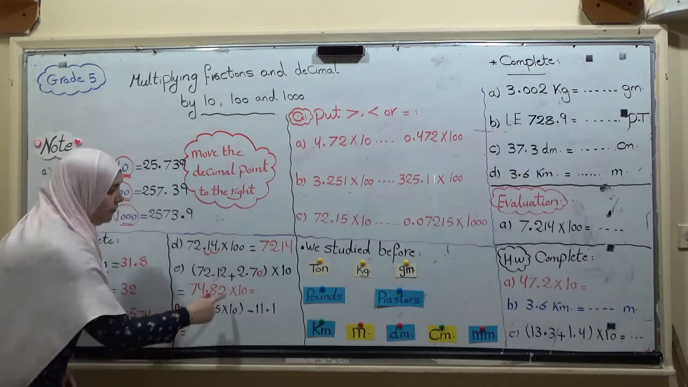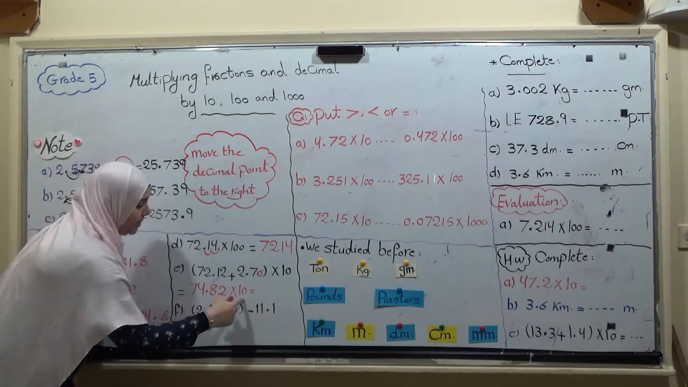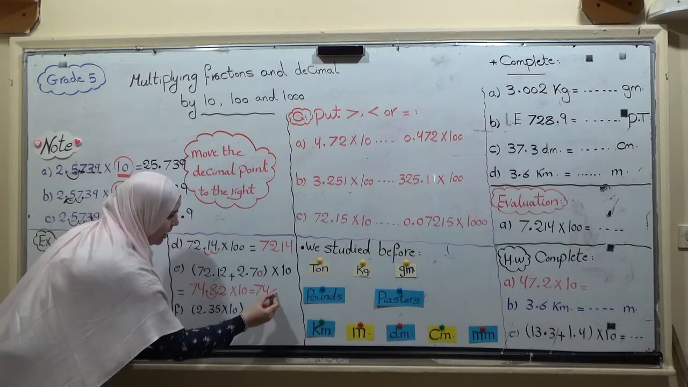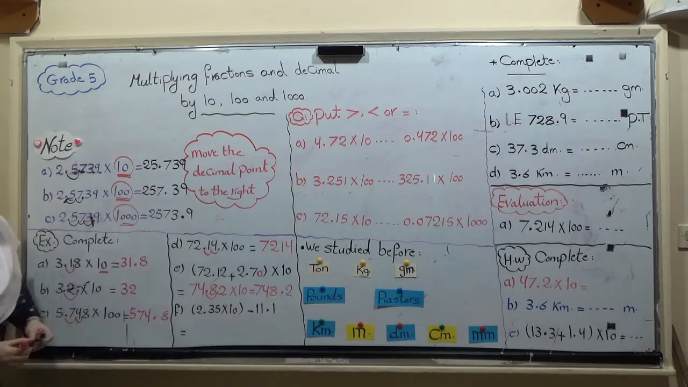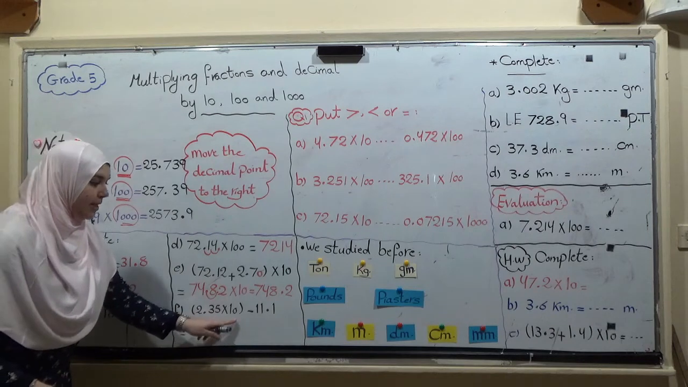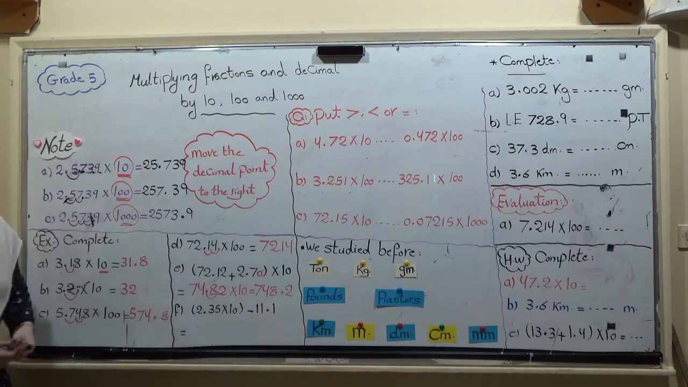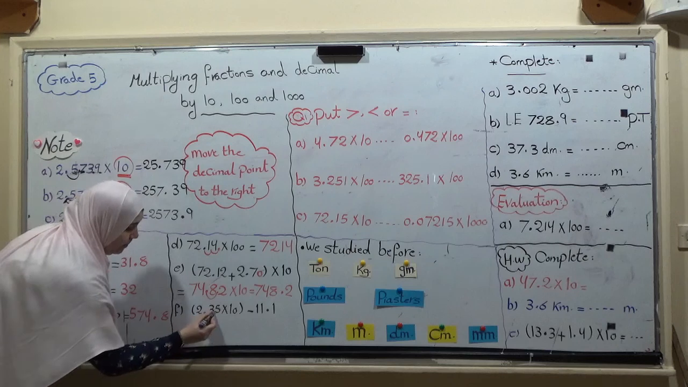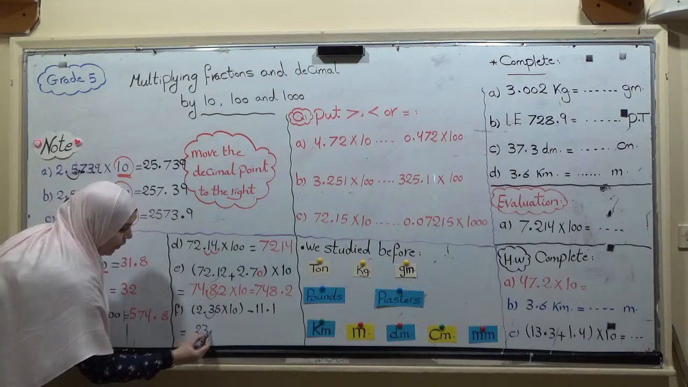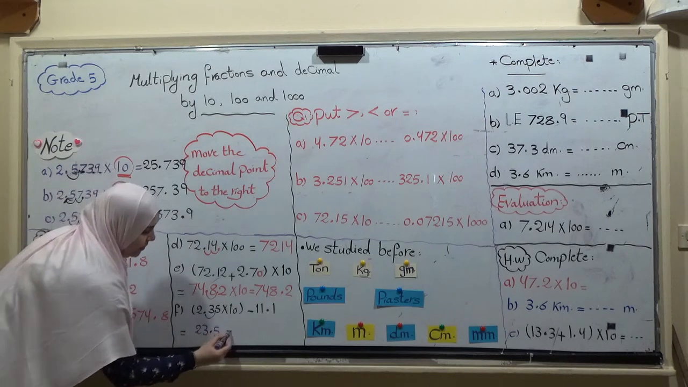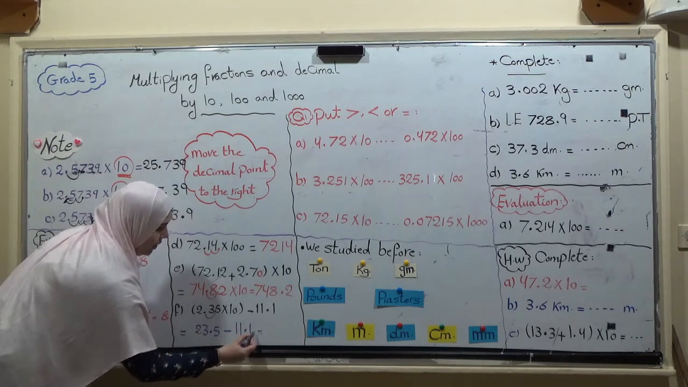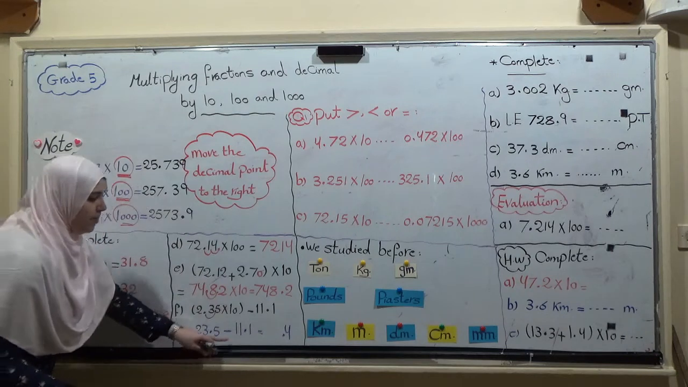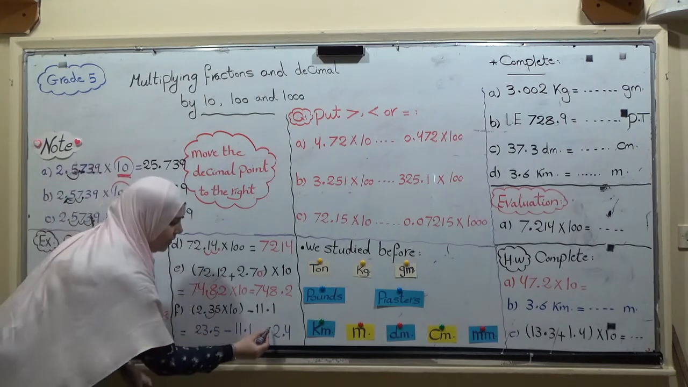74.82 multiplied by 10. Move the decimal point 1 digit to the right because the decimal number is multiplied by 10. 1 place. 748.2. In this example, 2.35 multiplied by 10 minus 11.1. 2.35 multiplied by 10, move the decimal point 1 digit to the right. 23.5 minus 11.1. It's very easy, you can find the result. 5 minus 1 equal 4. Put the decimal point. 3 minus 1 equal 2. 2 minus 1 equal 1.